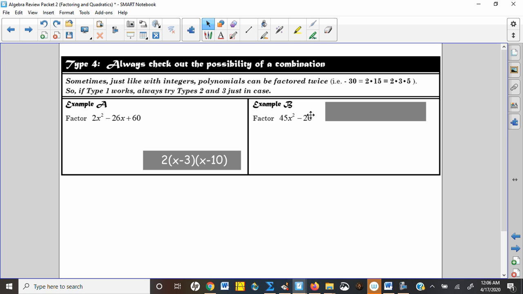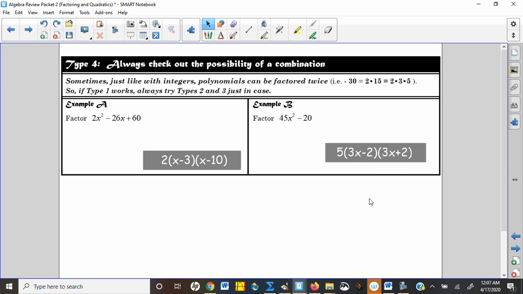Same thing here. I can factor out a 5 first. Otherwise I don't have a difference of squares. 45 is not a perfect square. 20 is not a perfect square. But look what happens when I factor out that 5. Oh, 9x squared is a perfect square, 3x. 4 is a perfect square, 2. So I get those conjugates, right? 3x minus 2, 3x plus 2. So don't ever give up when you have a possible combination.